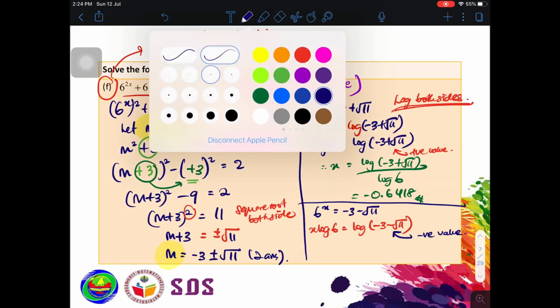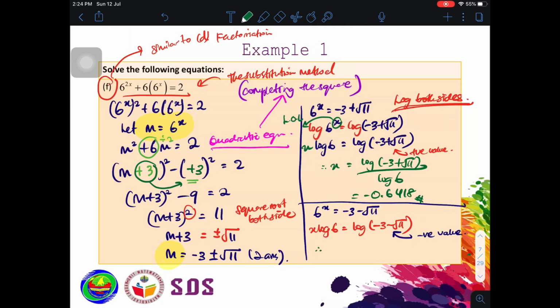So directly you make a conclusion, you just write it down: x is undefined because log cannot be negative.